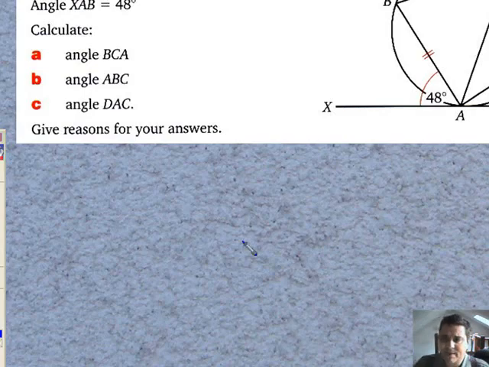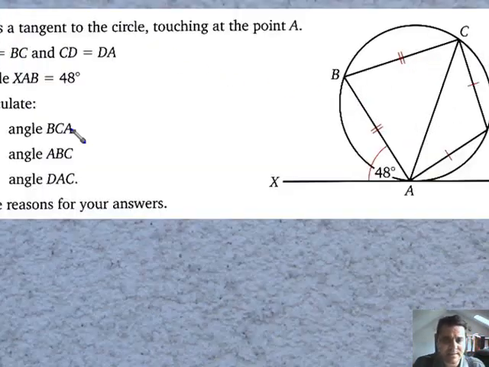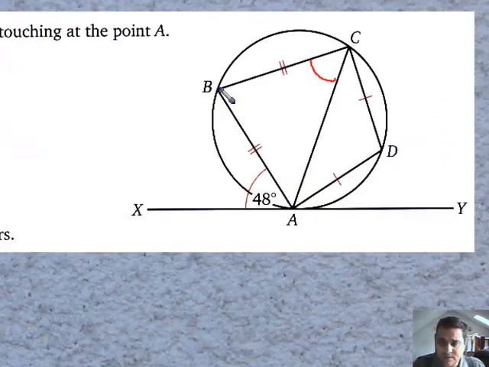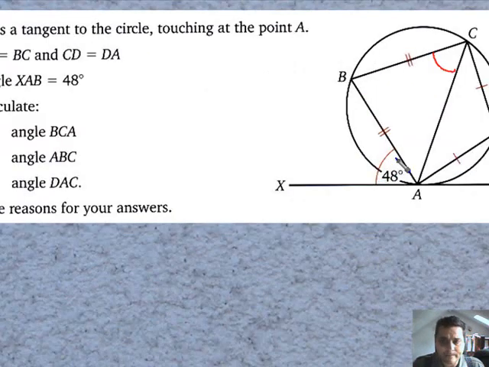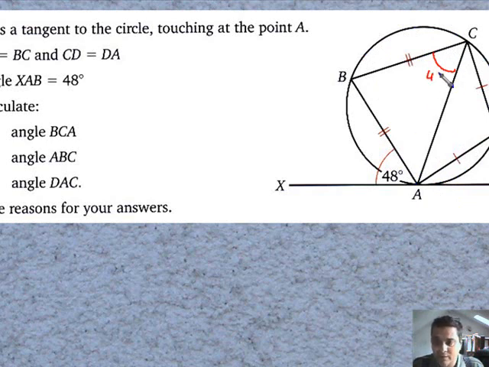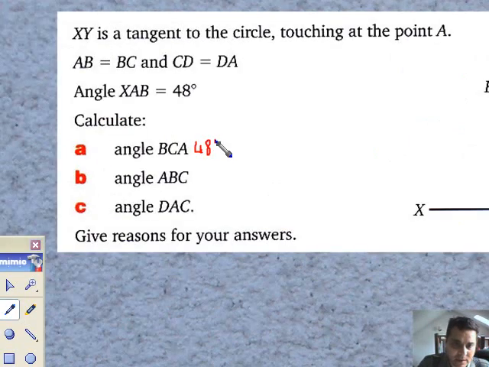I'm told angle XAB is 48, and now I've got to calculate angle BCA. Alright, BCA. That's that one. Now, got it straight away. Look, tangent touching a chord forming an angle in this segment. In the alternate segment, in the other half, well, that's a much bigger half, in the other segment of that circle, I now have the alternate angle, which is 48 degrees also. So straight away, angle BCA, 48 degrees. Give you reasons, alternate segment.